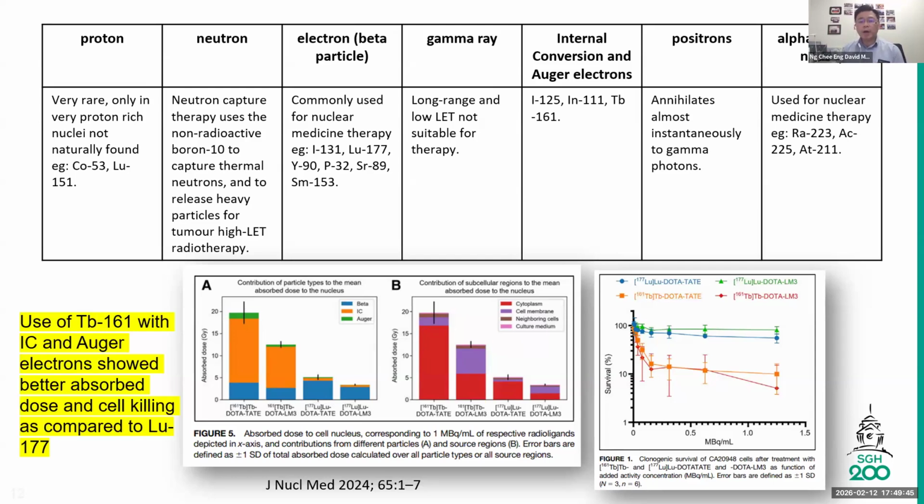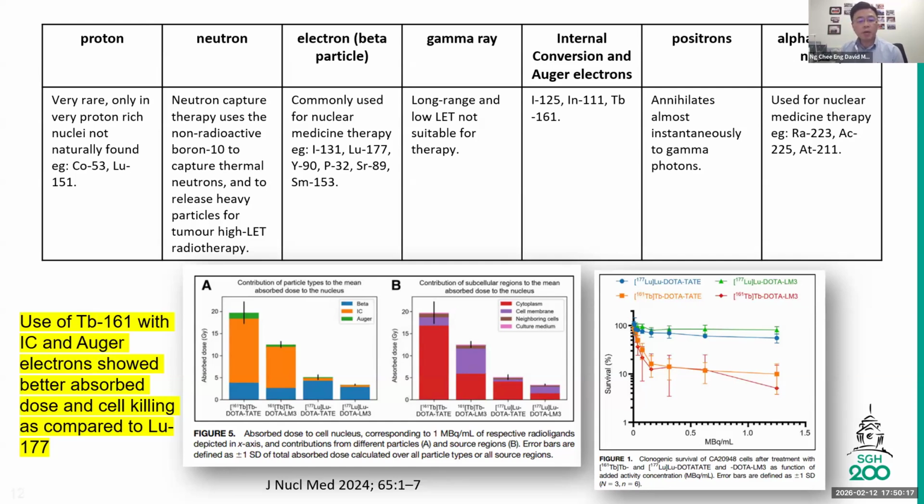Of course, we get gamma ray, which is a long-range electromagnetic wave with a low linear energy transfer, which is not really suitable for therapy, but it's good for the diagnostic part of theranostic. A lot of interest now falls on internal conversion and Auger electrons. Some of the isotopes that do produce internal conversion and Auger electrons are iodine-125, indium-111, and currently now there's a lot of interest in terbium-161.